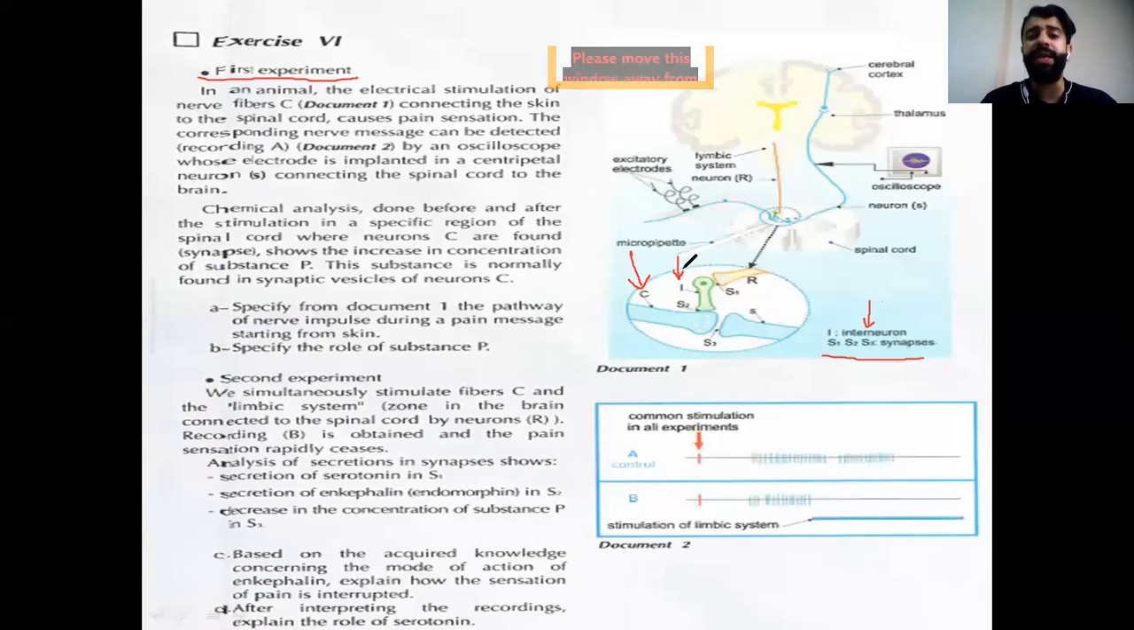So in an animal, the electric stimulation of the nerve fiber C in document 1, connecting the skin to the spinal cord, causes a pain sensation. What do we call the neurotransmitter that is responsible for the feeling of pain? What do we call this substance that is responsible for the feeling of pain, or the pain sensation? We call it the P substance. Very good. So we call it the P substance.